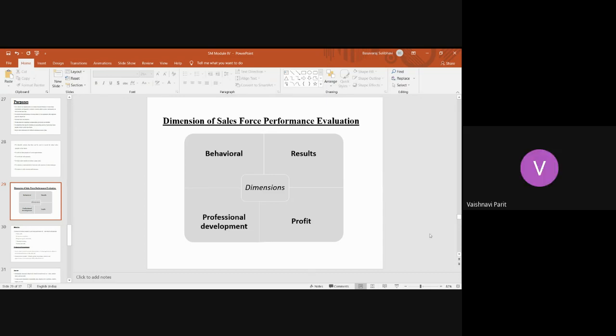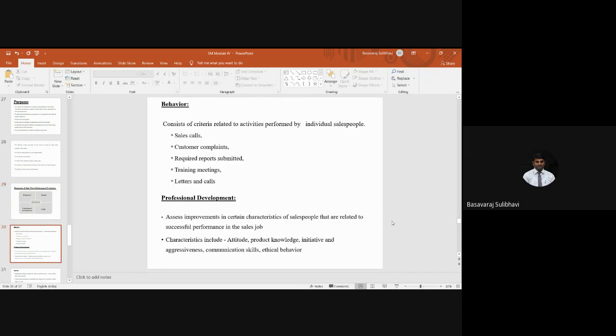Yes, sir. Okay. So there are certain dimensions of sales force performance evaluation that you have to keep in mind. Very major dimensions. It starts with the behavioral dimension, then the professional development dimension, results, and then we have the profit dimension. If we go one by one, when we talk about the behavioral dimension of a sales force performance evaluation, this usually consists of certain standards which we relate to certain activities, and those activities are performed by salespeople, or you can take it as an individual salesperson.